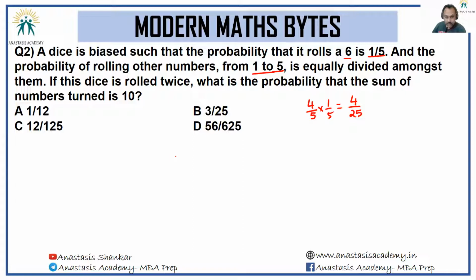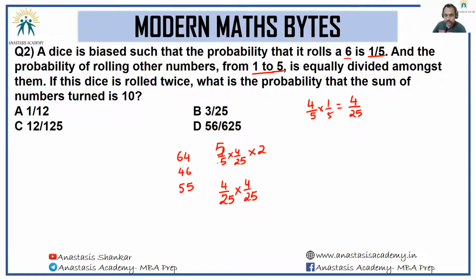In order to get a 10, you need either 6, 4 or 4, 6 or 5, 5. So probability in the first case is 1 by 5 into 4 by 25. In the second case it is the same thing, so I do into 2 here. For 5, 5 it is 4 by 25 into 4 by 25.